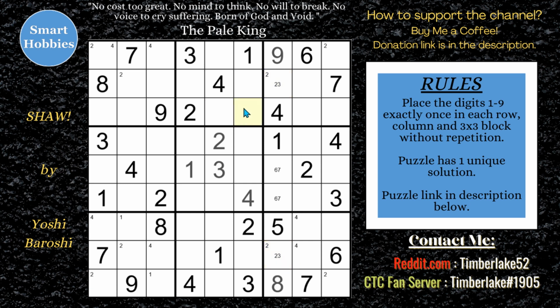2 spots for 7 right here. We'll make that mark. 2 spots for 7 right here. We'll make that mark. 2 spots for 7 in block 8. We'll make that. And I already made these 2 spots for 7. There's more than 2 spots for 7 up here. I can't make any more marks there.